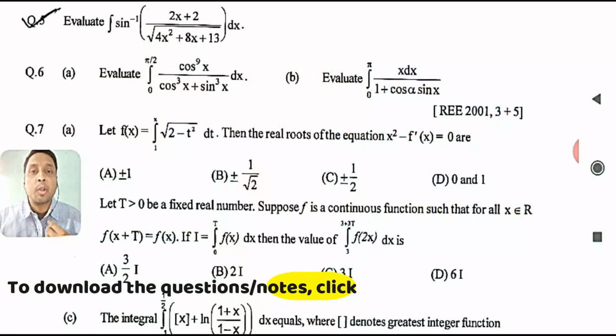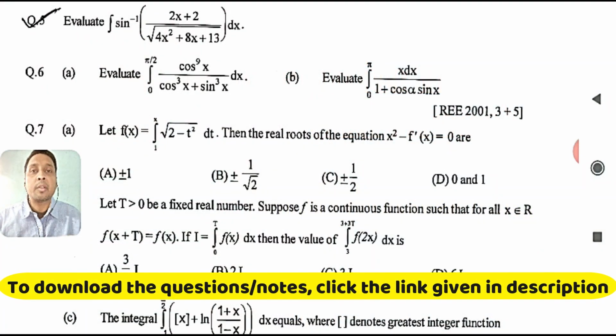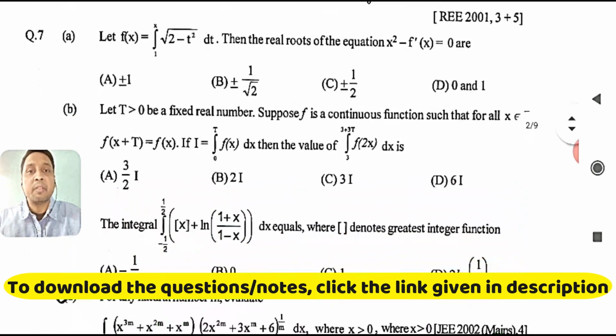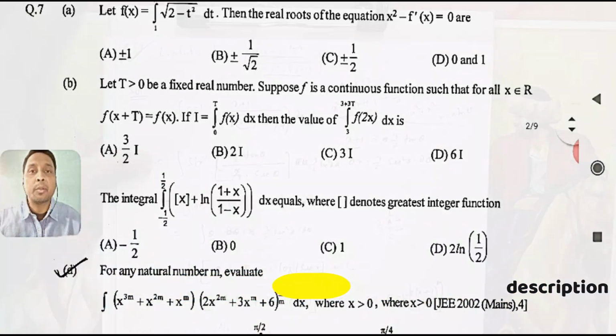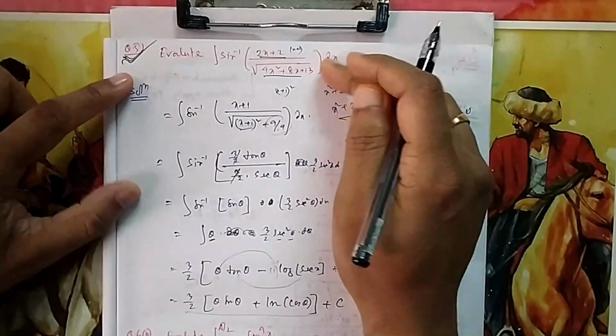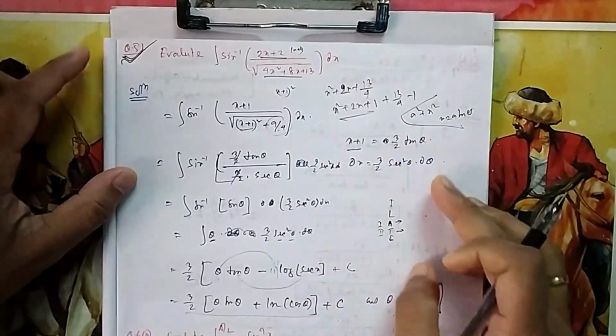Okay students, welcome all to this new lecture in the Advanced series, where we are solving previous year IIT JEE questions on definite integral. In this lecture we will be solving from question number 5 to question number 7D. Okay, then let's try to solve these questions. Question number 5 we have already solved in indefinite integral, that's why I am skipping this one.